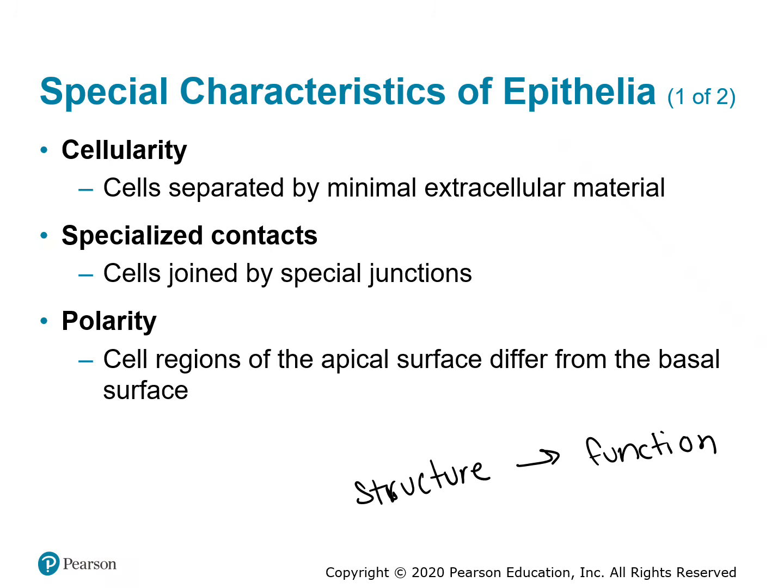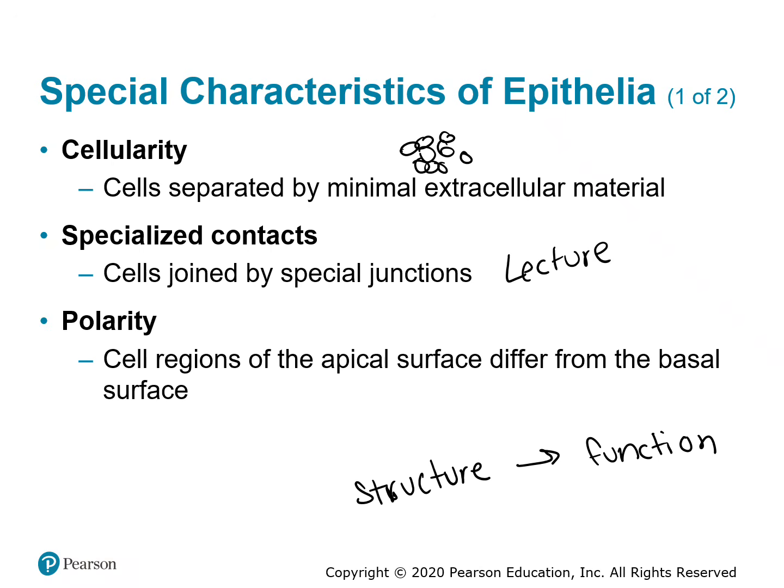Okay? Special characteristics of epithelial cell. You'll see a bunch of cells, not a lot of extracellular matrix. Okay? So lots of cells, not a lot of stuff in between them. Those cells are joined by these specific junctions, tight junctions, desmosomes, all kinds of stuff. We'll talk about that in lecture today.